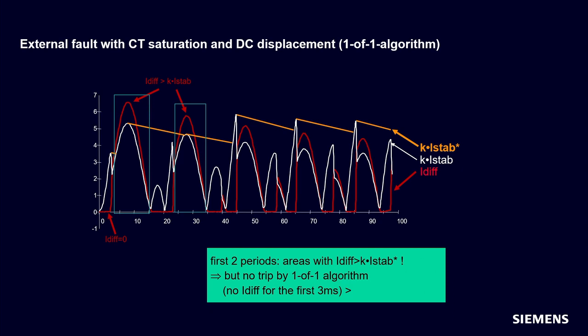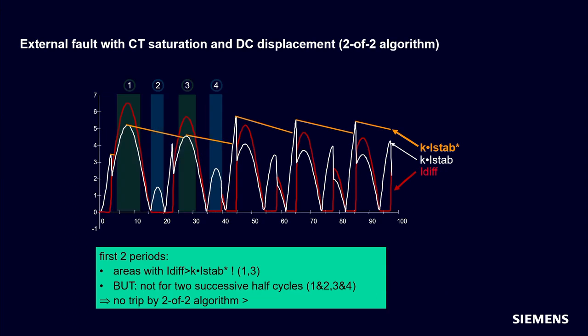So we see now we will start the 2 out of 2 algorithm, but we have learned for the 2 out of 2 algorithm that we have to be in the tripping area for 2 succeeding half cycles. The 1 out of 1 algorithm is blocked, but for the 2 out of 2 algorithm we have to look whether we are in the tripping area for 2 succeeding half cycles. So in the first 2 periods, the differential current is above the modified stabilization current, but we have no trip by the 1 out of 1 algorithm. The 2 out of 2 algorithm will not trip.